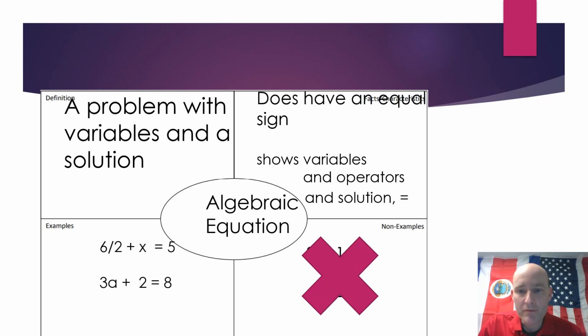So 3 plus 1 equals 4 is not an algebraic equation because it does not have a variable in it. That is just a regular equation. 5a minus 3 does not have an equal sign. That's an algebraic expression. So algebraic equations have to have an equal sign.